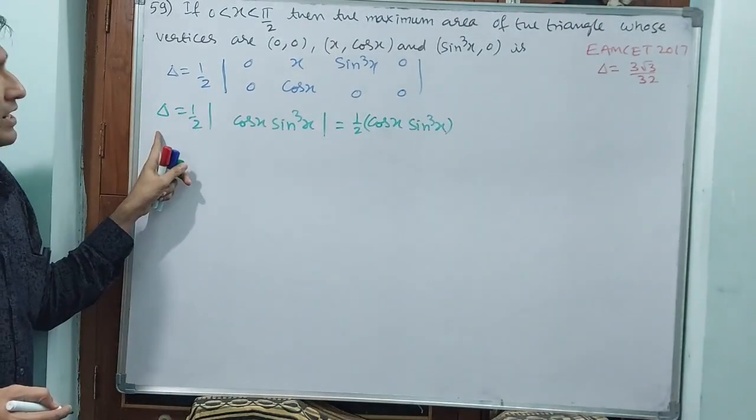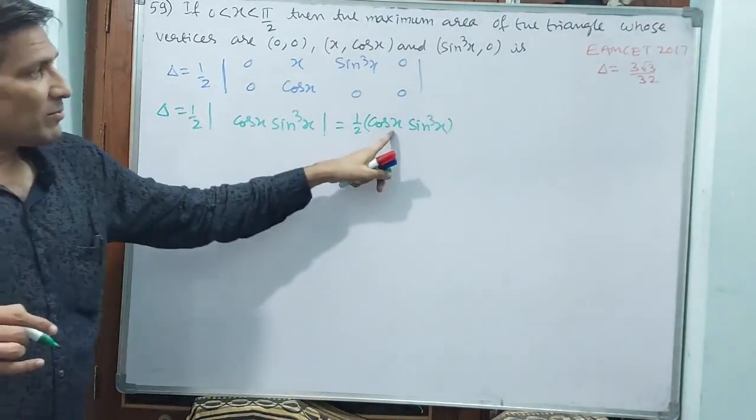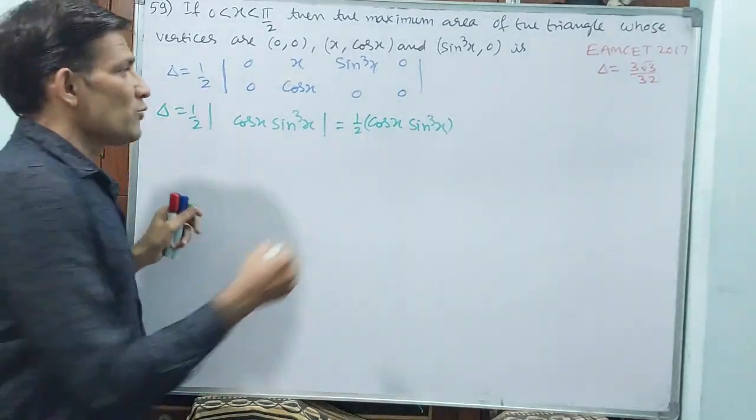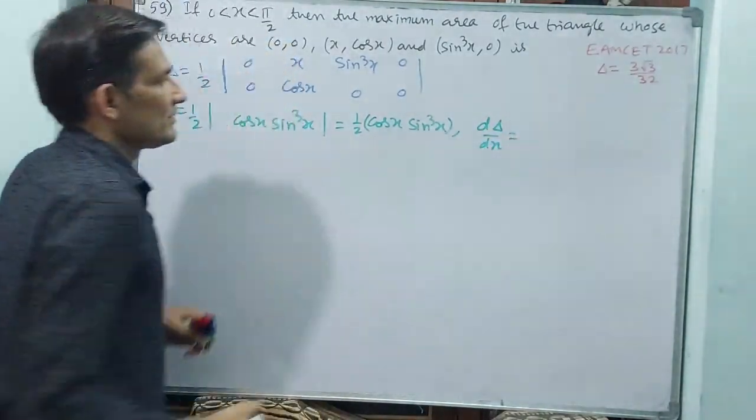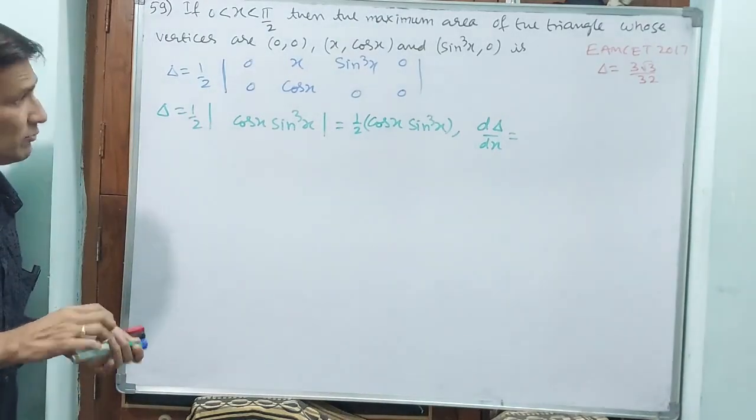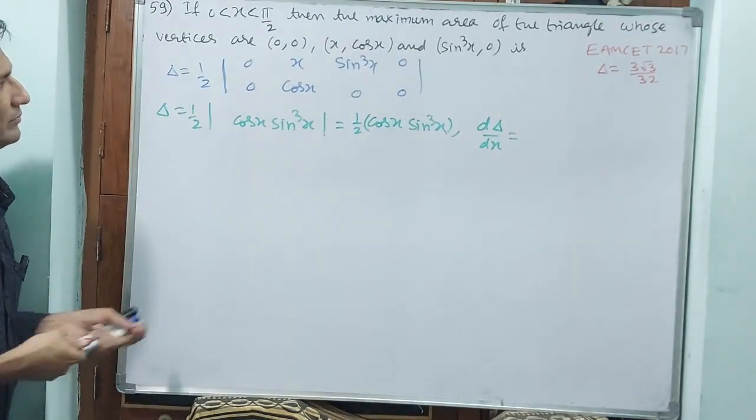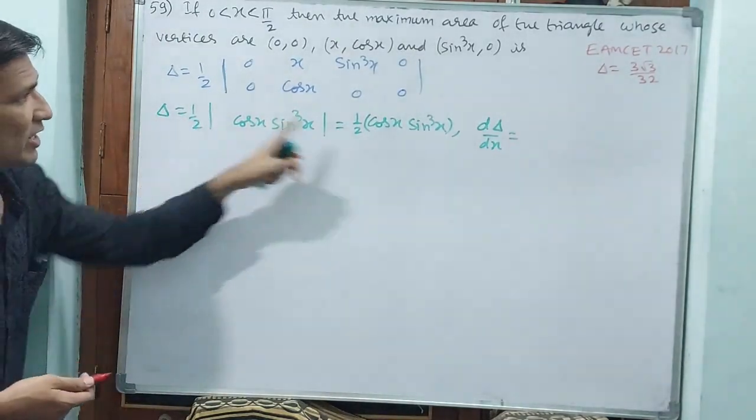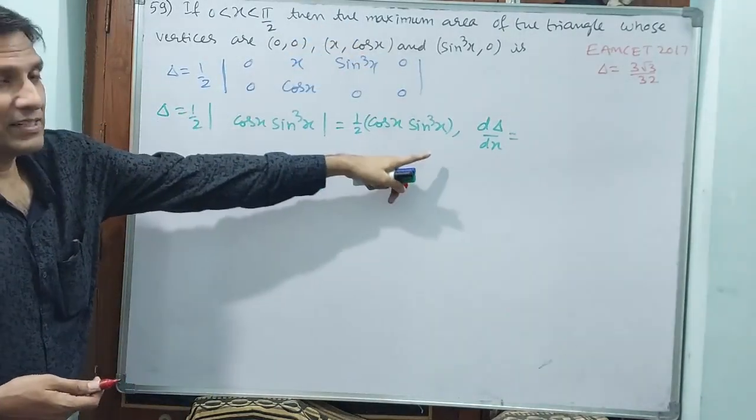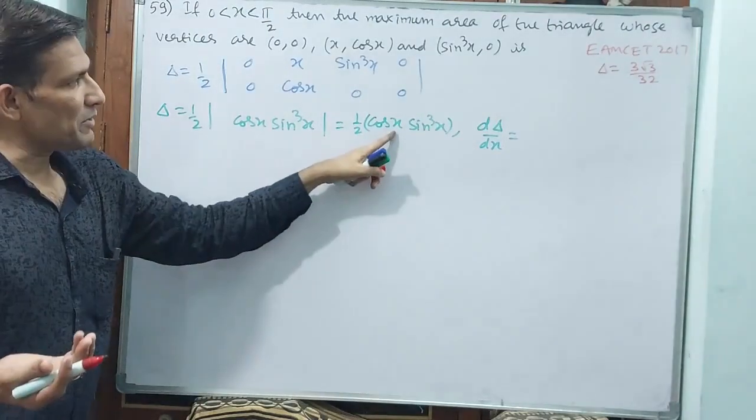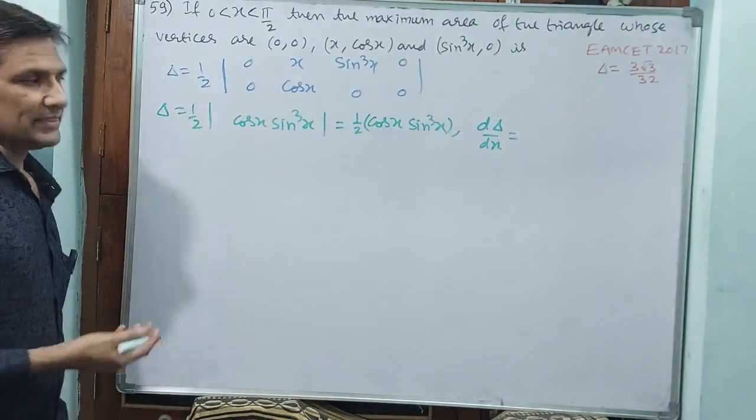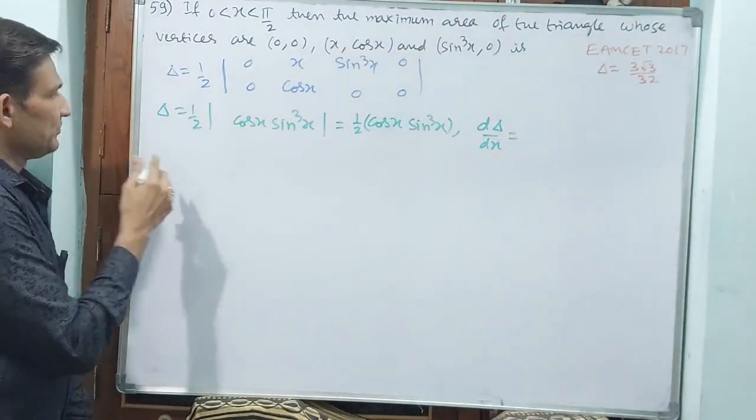Okay, area. But you see here, variable is what? Variable is x. Then you do it like this: d delta by dx. Area you have to find, but maximum area they are asking. That is why you have to differentiate area only. But with respect to what? With respect to x. Why? Because variable is x.